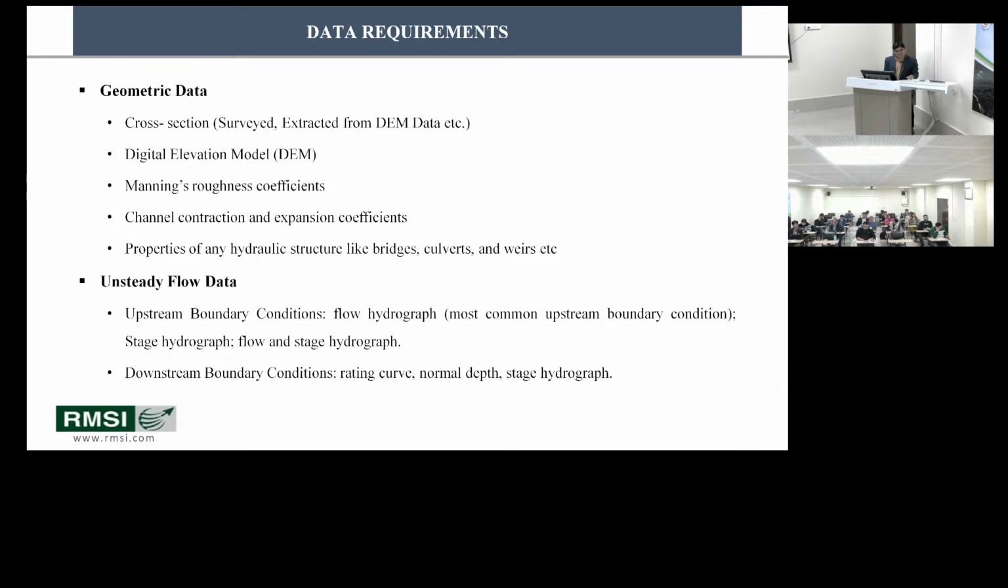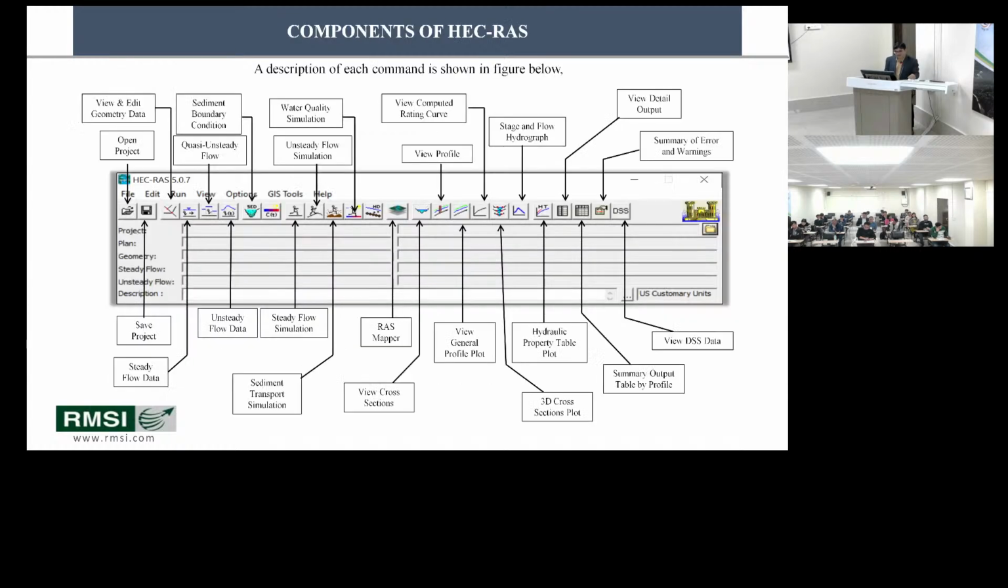Then there are some boundary conditions. I will not discuss them here. We'll put some boundary conditions there, upstream and downstream. And the model considers this flow data as a boundary condition. There are some nodes where we put the flow data.